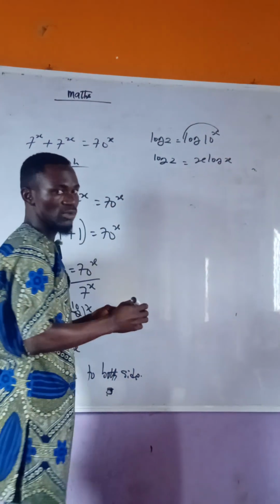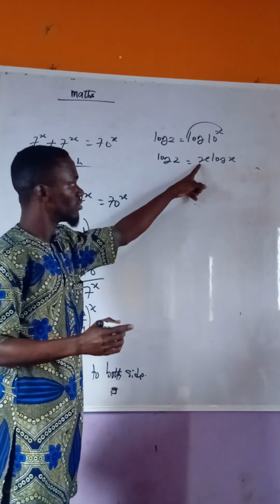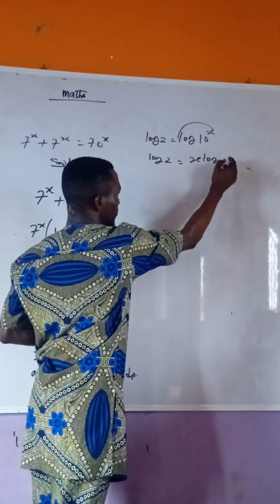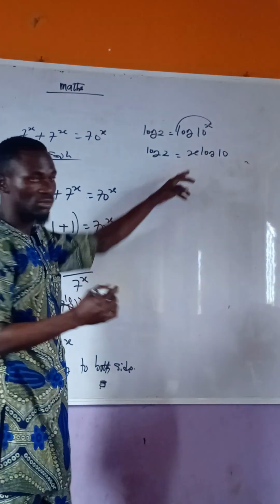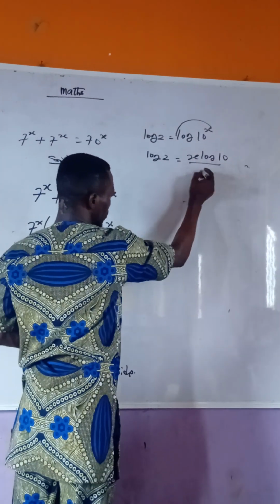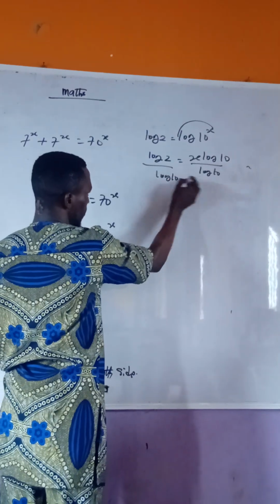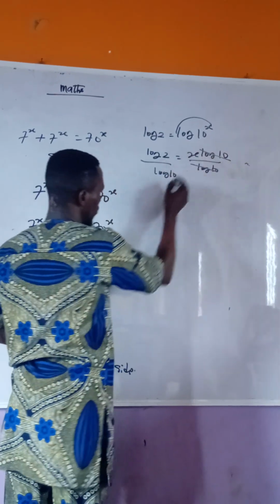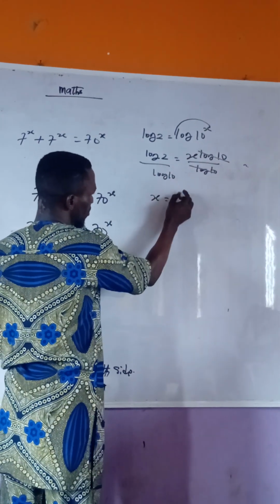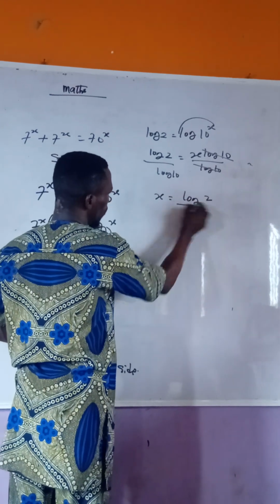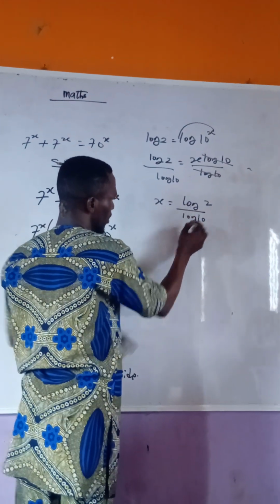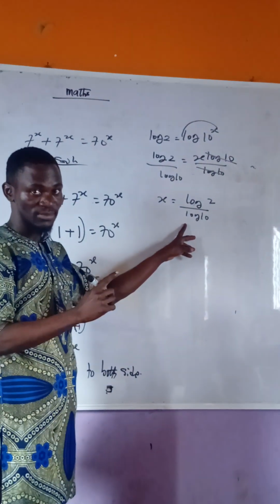Now don't forget, you're looking for x, right? We're looking for x, so we have to divide this by log 10, over log 10. This cancels what is here now. So we have x equals log 2 over log 10. But this is actually not our final answer.